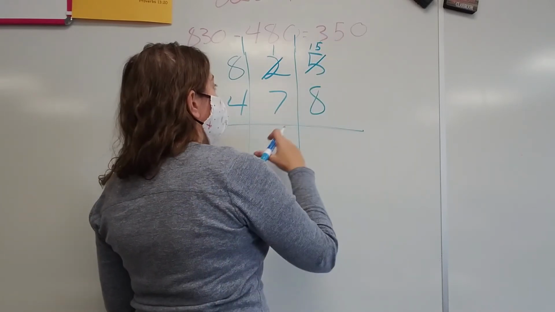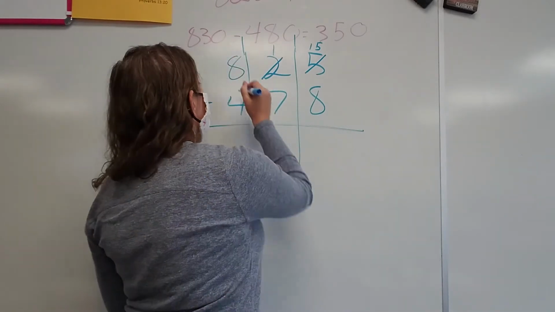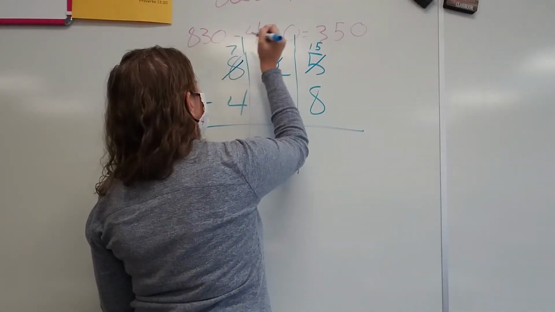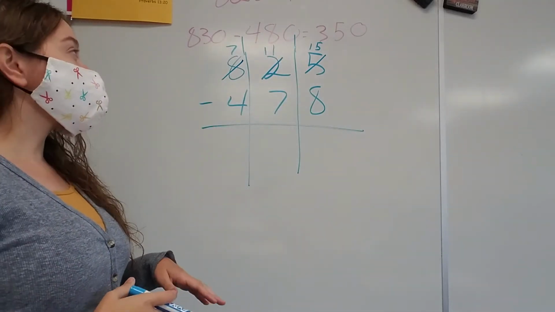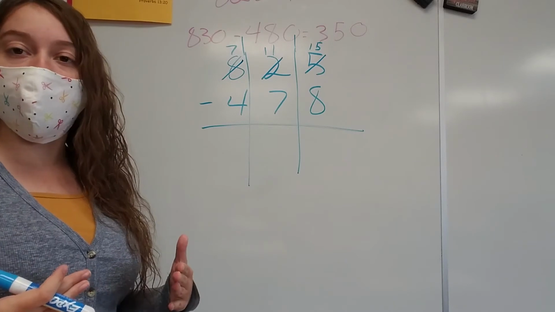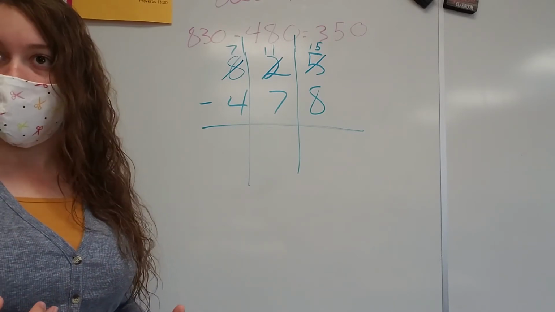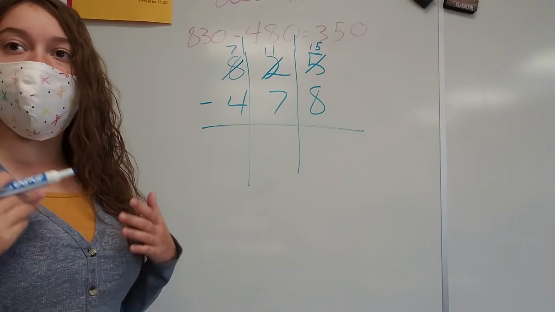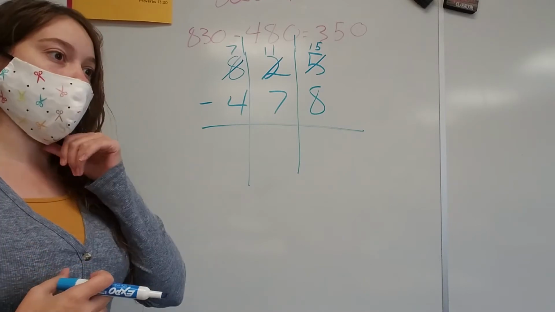Okay? Now, do I still need to borrow some more? Yes. I'm crossing out my 8, making it a 7, and making my 1 an 11. Okay? This is just getting our borrowing out of the way before we do our problem. Make sense? So you're literally just borrowing before you subtract, and then you're just subtracting regular.